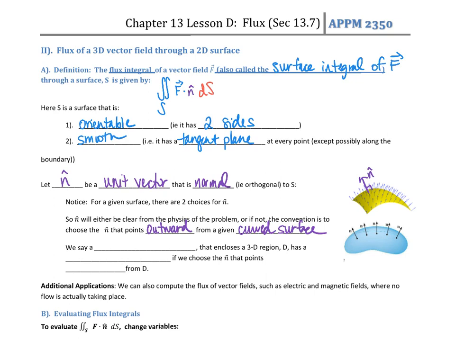And so we say that a closed surface that encloses a 3D region has a positive orientation if we choose the n that points outward. And that's going to be the default. We'll just say what's the outward flux, or the surface has a positive orientation, and that's kind of to help us realize which way we are defining the normal vector.